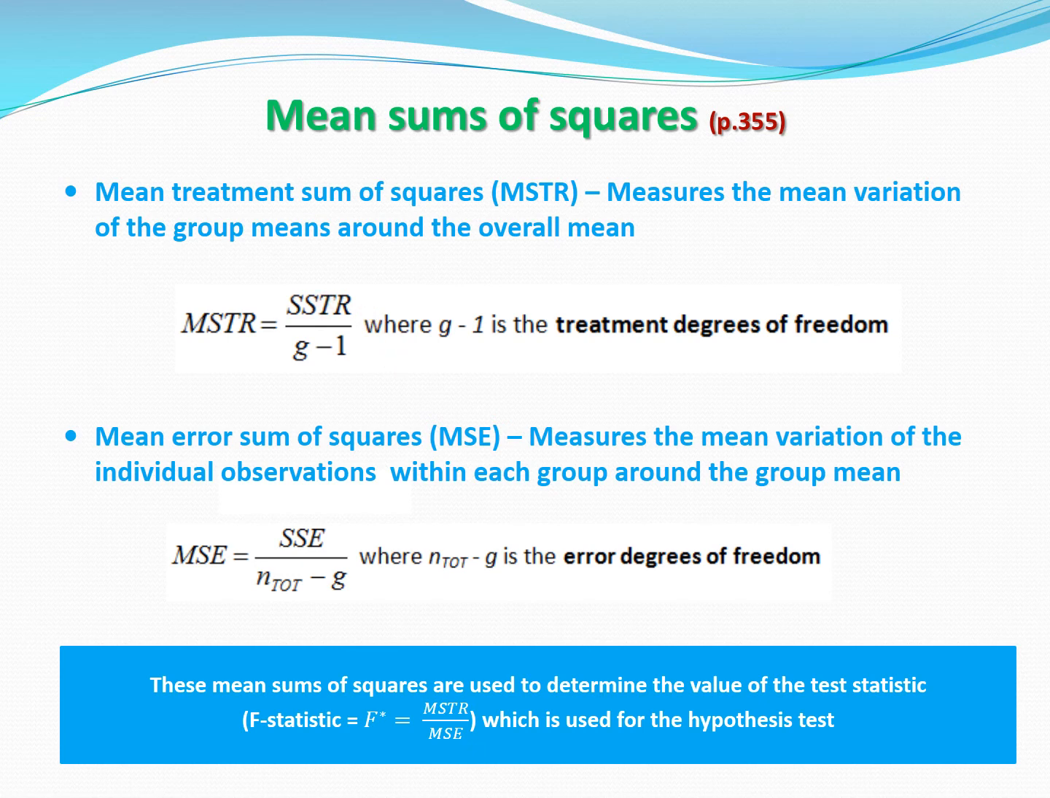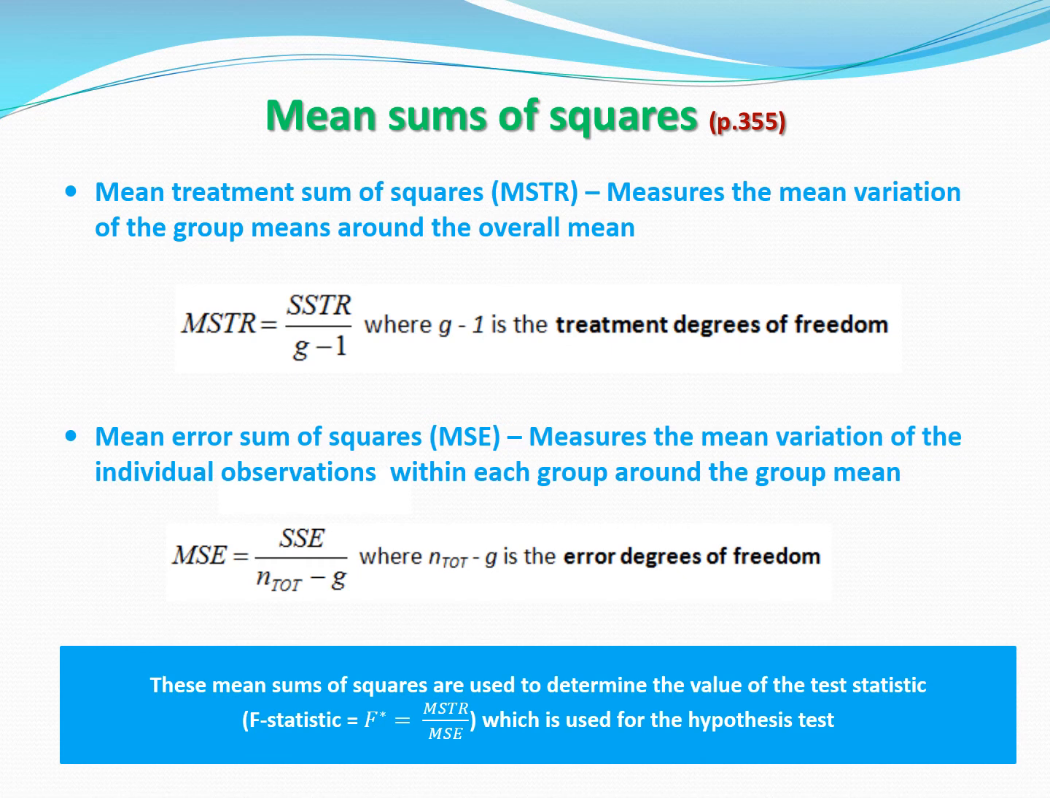Then the second mean sum of squares is your mean error sum of squares, and it's denoted by MSE, and it measures the mean variation of the individual observations within each group around the mean. If you calculate that value, you take your error sum of squares and you divide it by the error degrees of freedom, which is given by your total number of observations minus G, which is your number of groups.